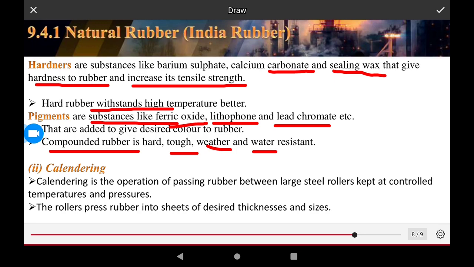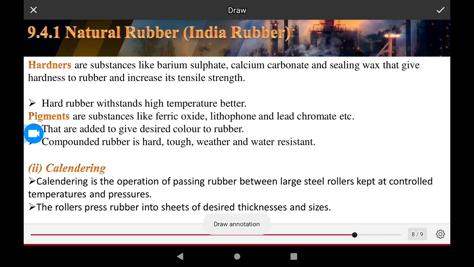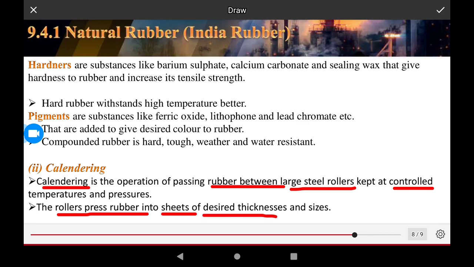Calendering: what is calendering? Calendering is the operation of processing rubber between large steel rollers kept under controlled temperature and pressure. The rollers press the rubber into sheets of the desired thickness and size.